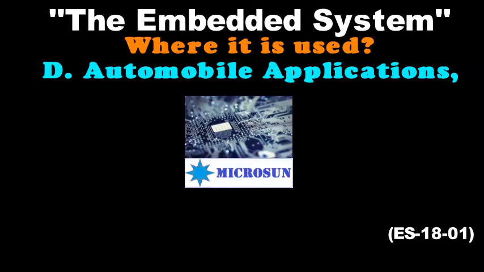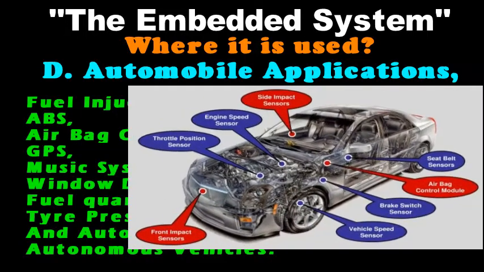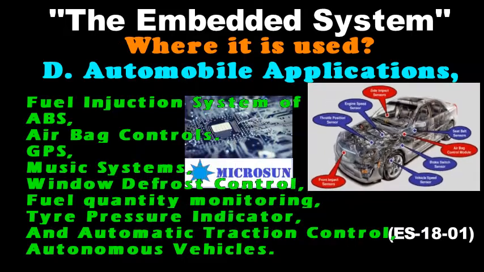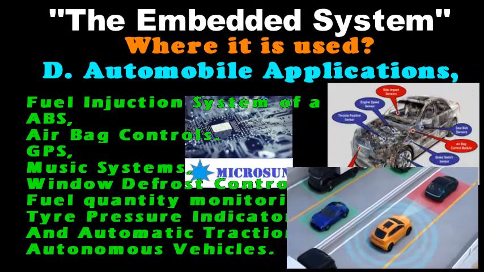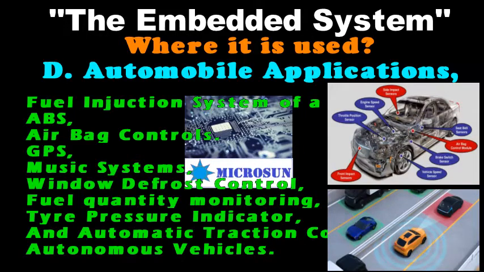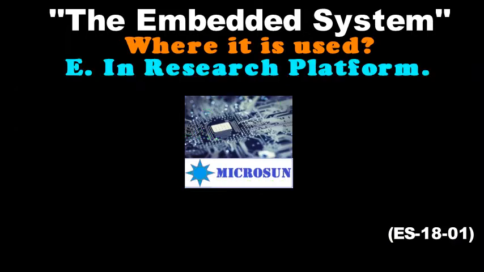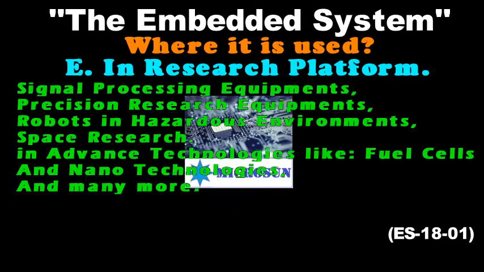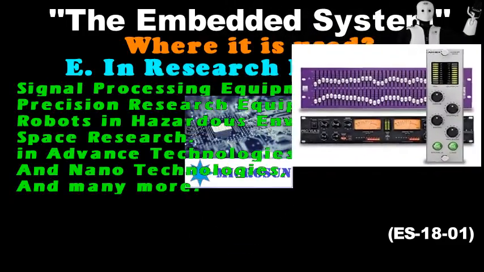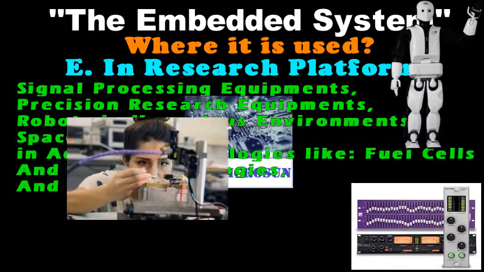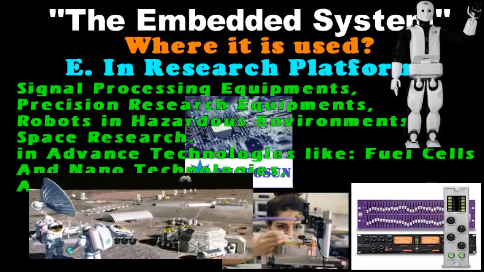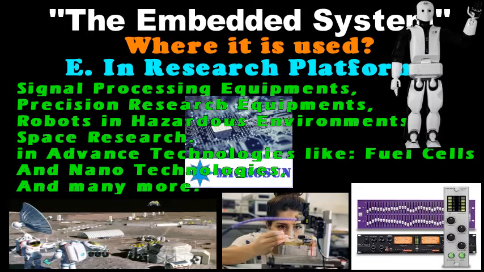D. Automobile applications: fuel injection system of a car, ABS, airbag controls, GPS, music systems, window defrost control, fuel quantity monitoring, tire pressure indicator and automatic traction control, etc. E. In research platform: signal processing equipments, precision research equipments, robots in hazardous environments, space research, in advanced technologies like fuel cells and nanotechnologies, and many more.